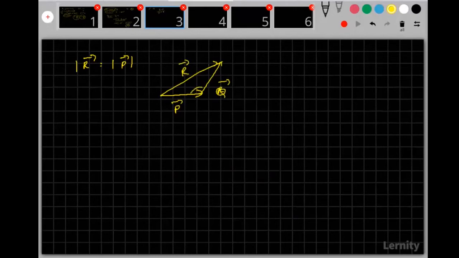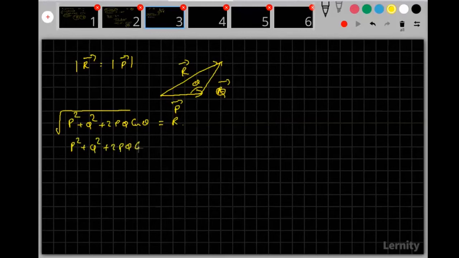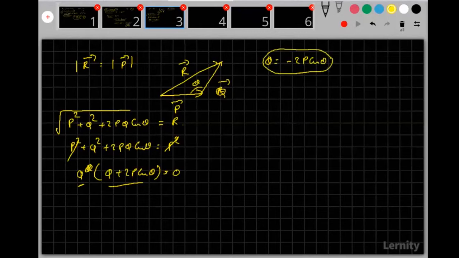So suppose these are two vectors with an angle theta here. I can say that P squared plus Q squared plus 2PQ cos theta is equal to R squared. Now R is equal to P itself. So P squared plus Q squared plus 2PQ cos theta is equal to P squared. Cancel them, and you will get Q into Q plus 2P cos theta is equal to 0. Now Q can't be 0, so Q is equal to minus 2P cos theta. This is one thing we'll remember.